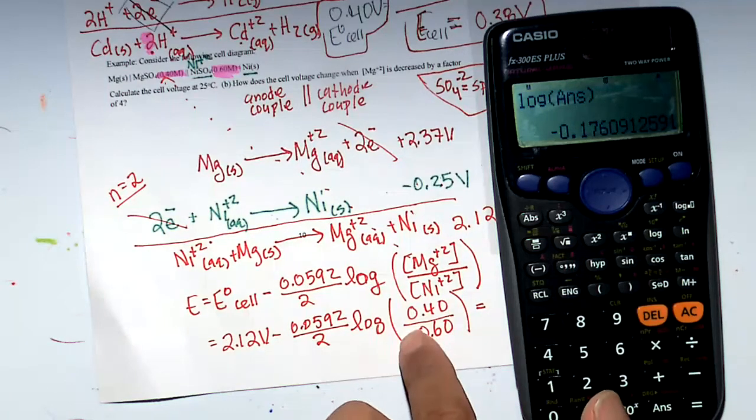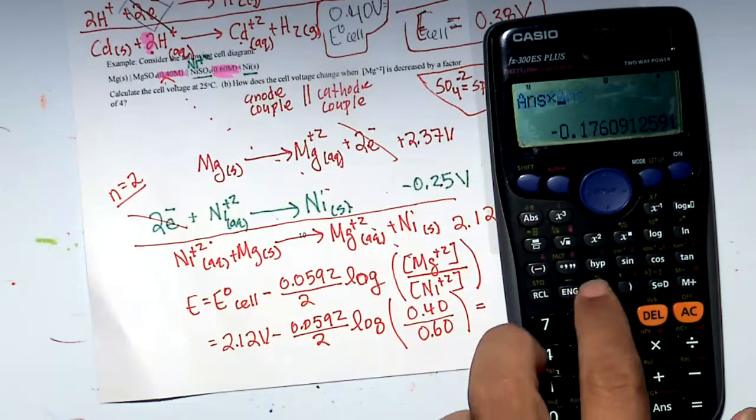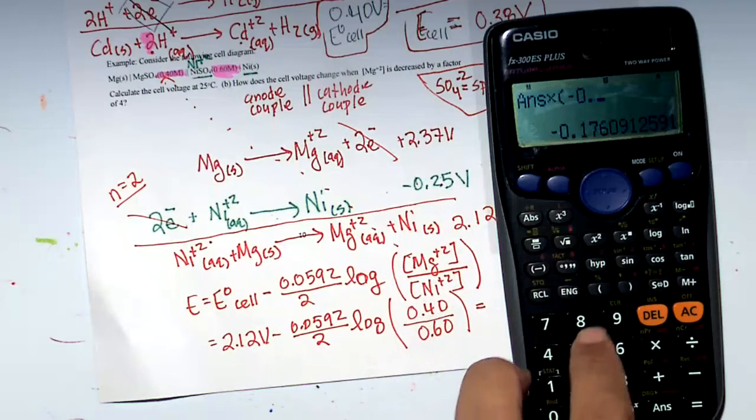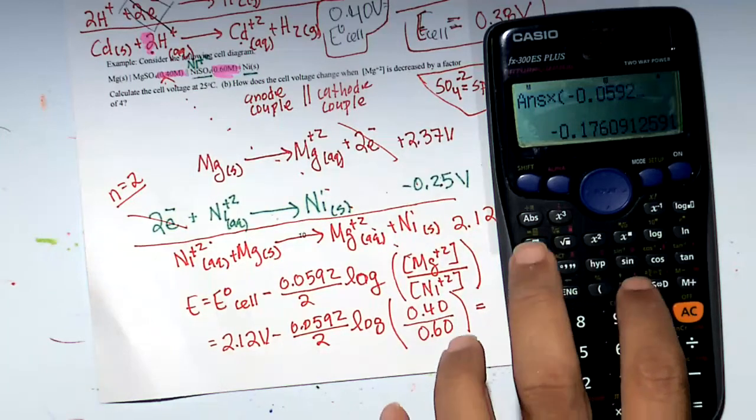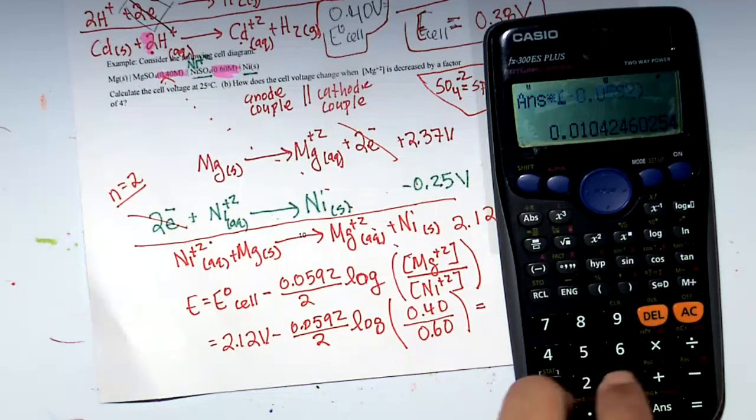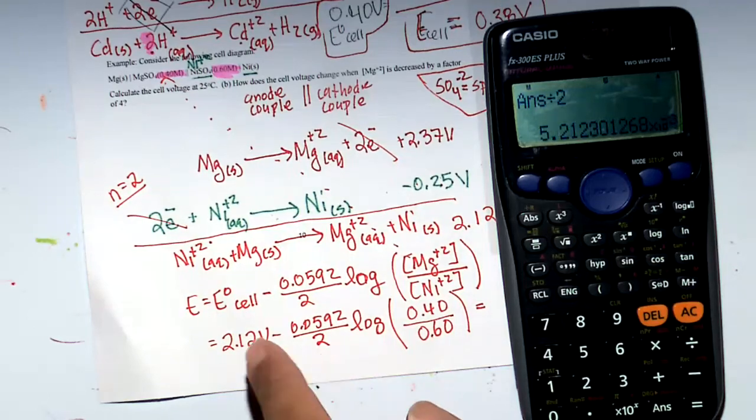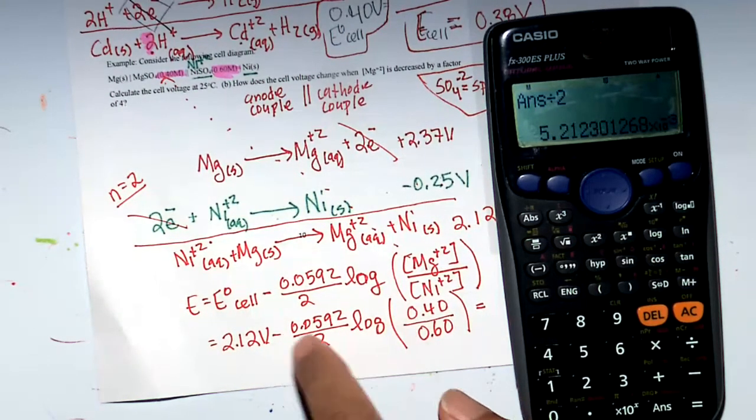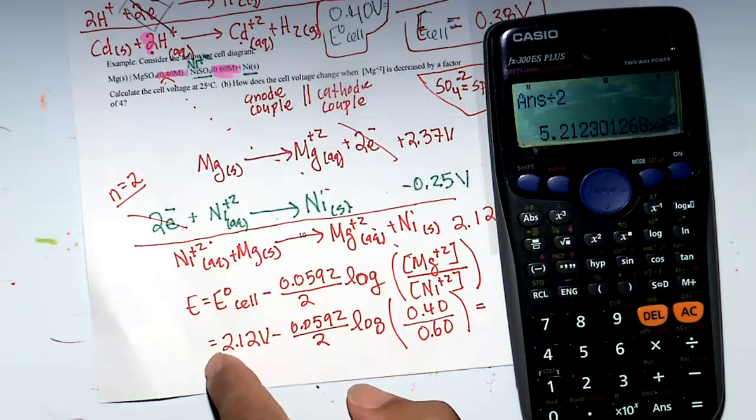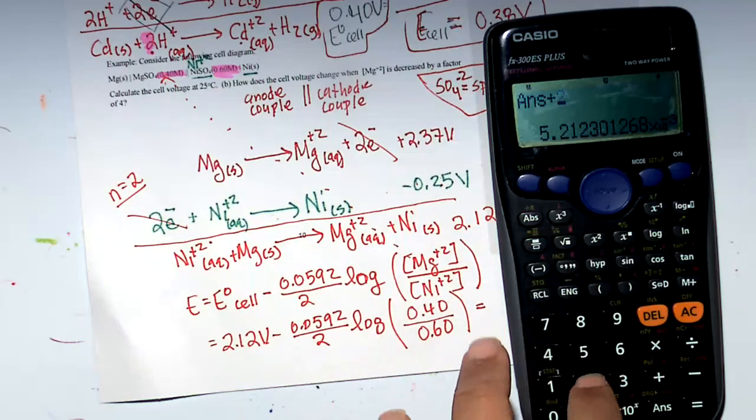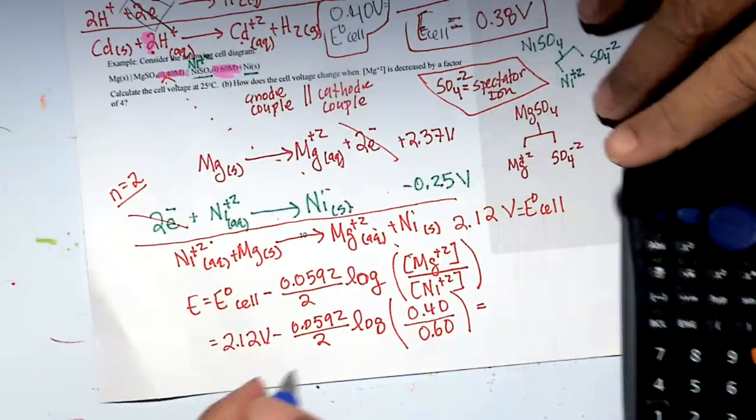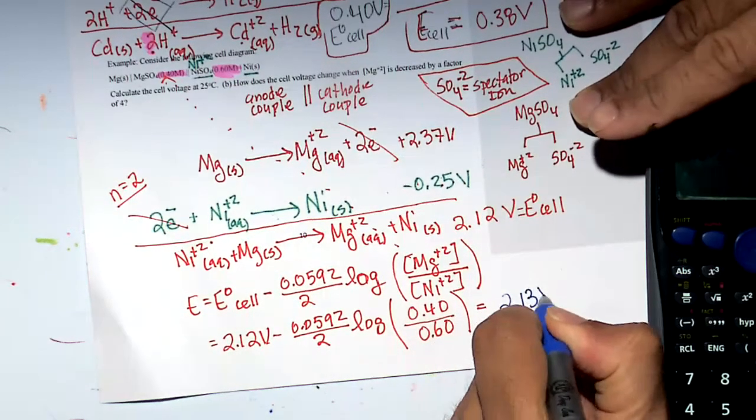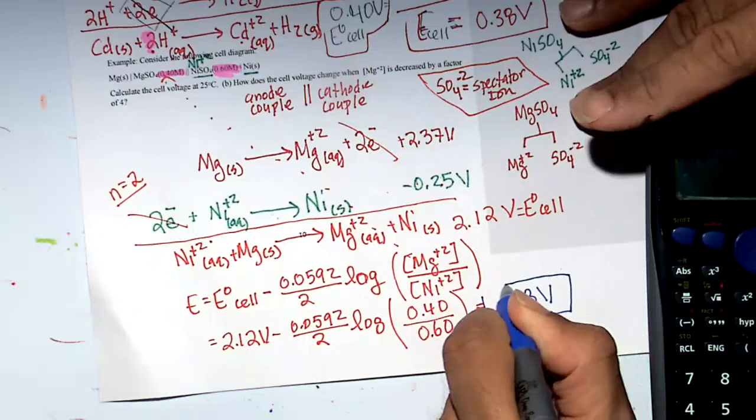Negative. Negative times a negative is going to be positive, so times a negative 0.0592, and divide that by 2. And then the negative and negative is positive, so plus, this thing has a plus in front of it, plus 2.12. About 2.12, or actually we'll say 2.13 volts as our answer under non-standard state conditions.